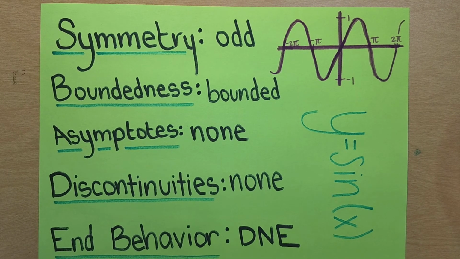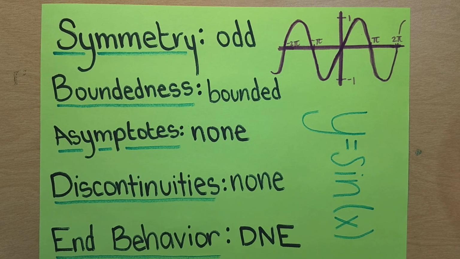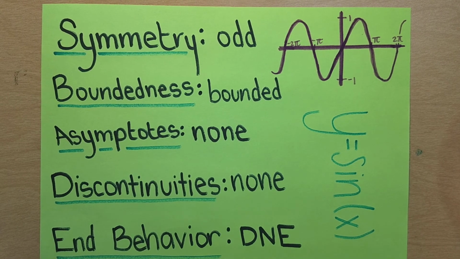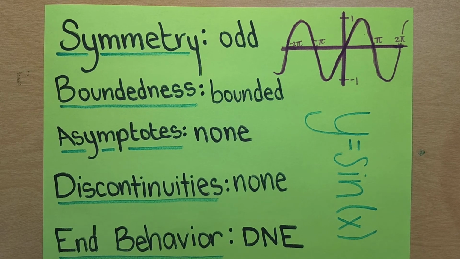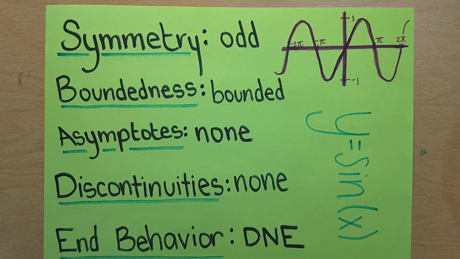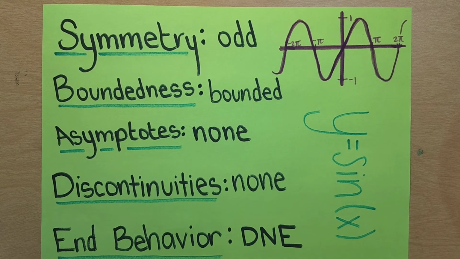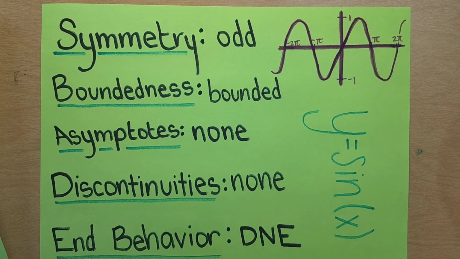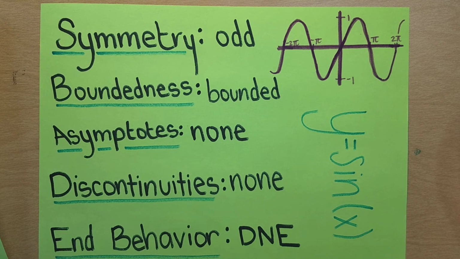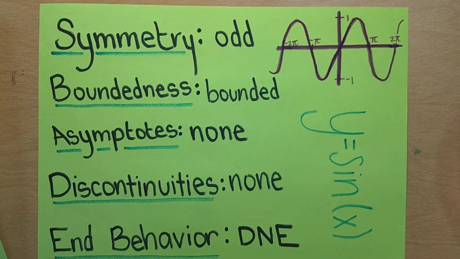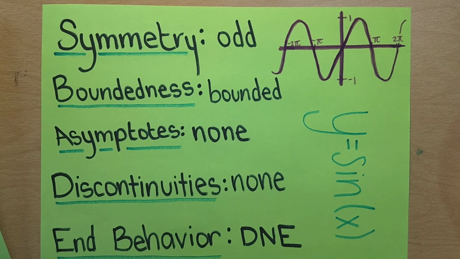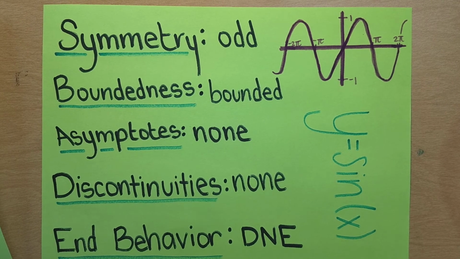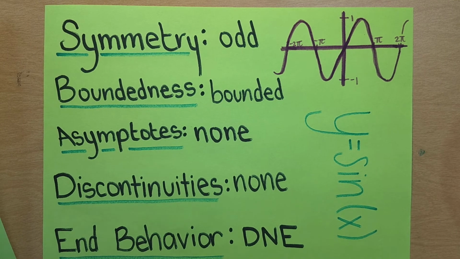Second, the boundedness is bounded above and below. This function has no asymptotes and no discontinuities. End behavior is DNE, which means does not exist since the pattern keeps repeating. For the extrema, it has multiple absolute minimums and maximums. The absolute maximum has a y value of 1 and reaches that point many times. An example of one of the x values where the graph is at its maximum is pi over 2.